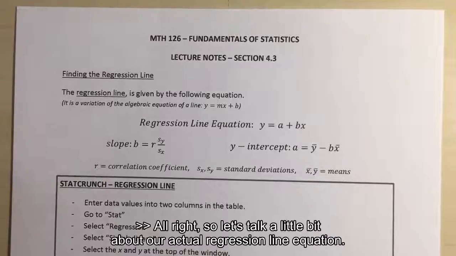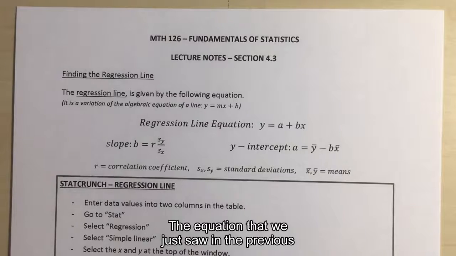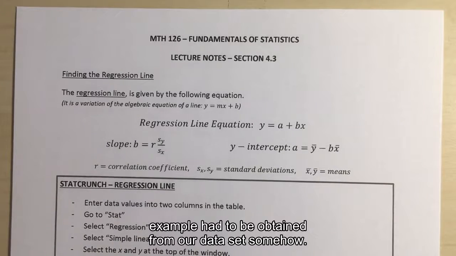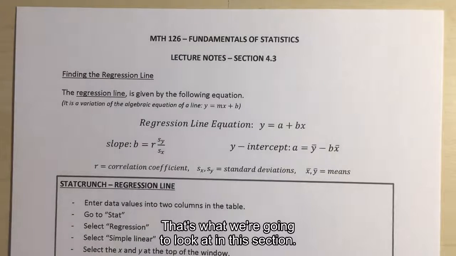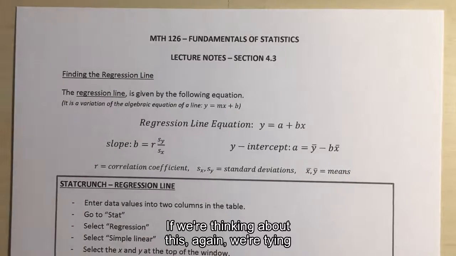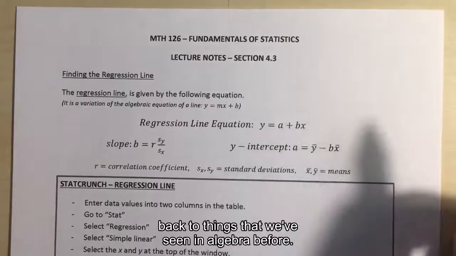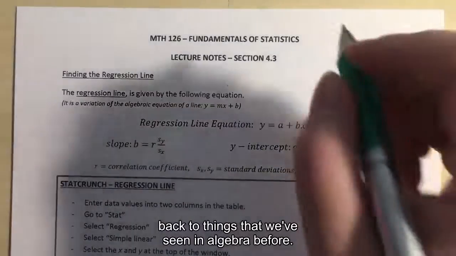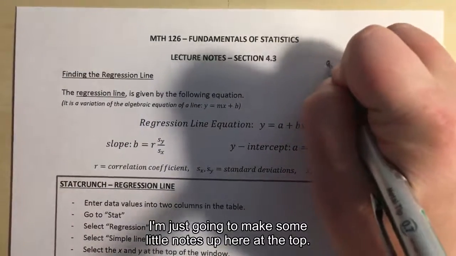All right, so let's talk a little bit about our actual regression line equation. The equation that we just saw in the previous example had to be obtained from our data set somehow. So that's what we're going to look at in this section. Again, we're tying back to things that we've seen in algebra before. So I'm just going to make some little notes up here at the top.